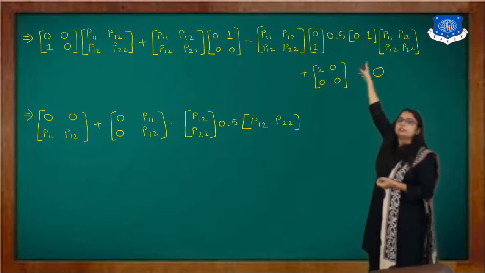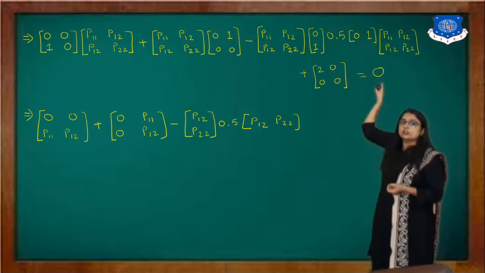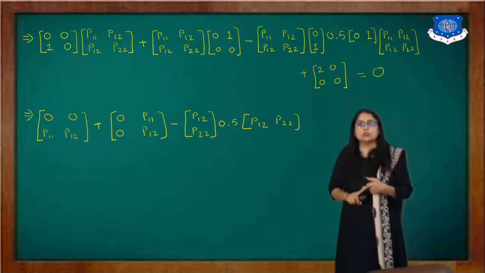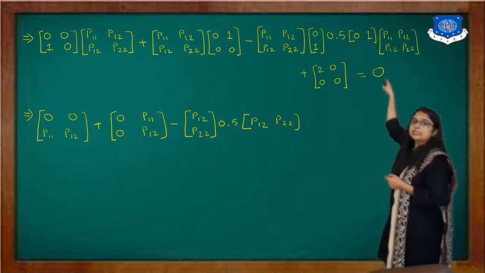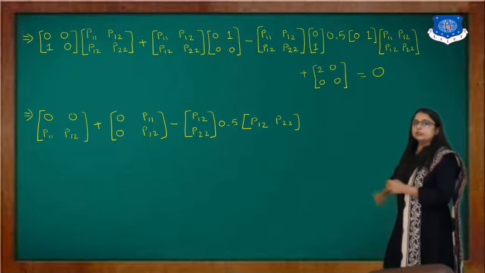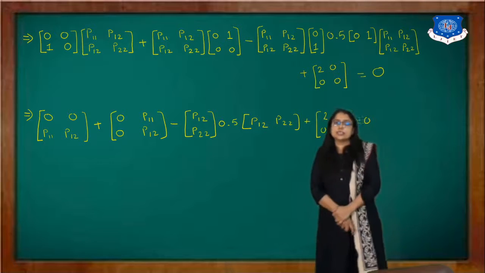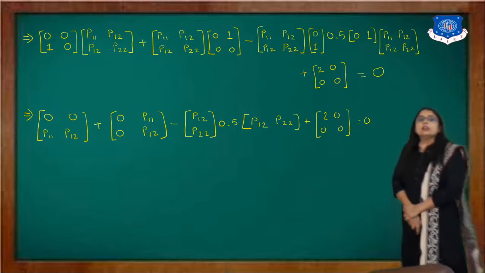Now we will multiply these two matrices. First row, first column: 0 with the P11, 1 with the P12, so we get P12. Then first row, second column: 0 with the P12, 1 with the P22, so we get P22. And the Q matrix stays as it is, that is 2, 0, 0, 0, equal to 0.